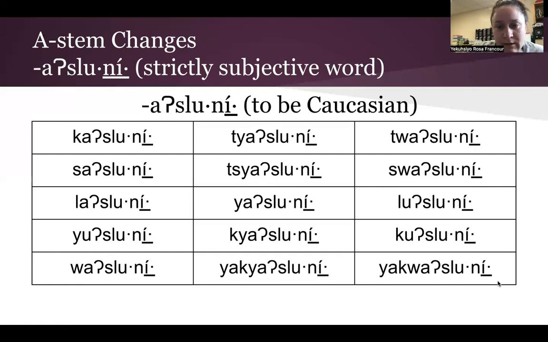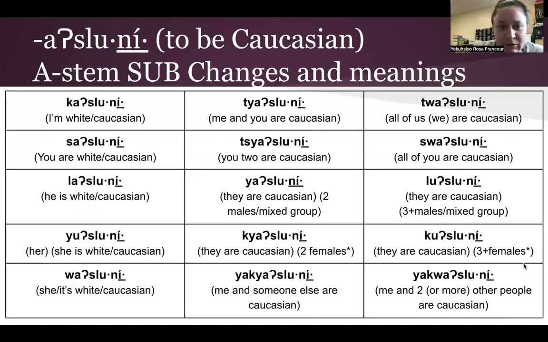So those are our changes or conjugations for ace, this A stem verb to be Caucasian or white. So let's talk about this a little bit more now. Okay. So move my little screen up here so you can see the title. Sorry, sometimes I don't move the camera so you can't see exactly what it is, but hopefully you can.